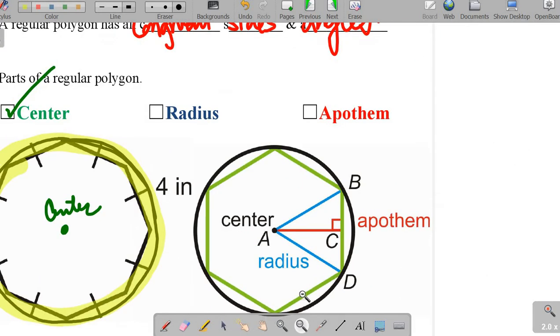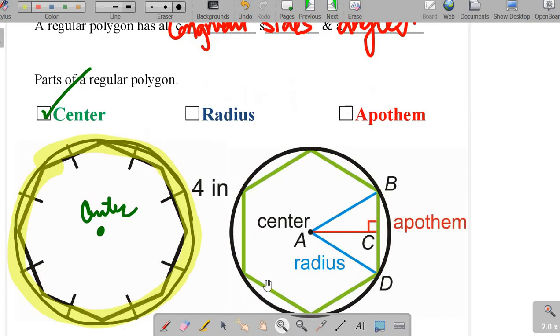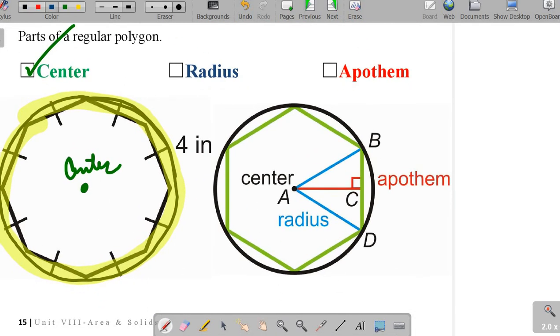So in a regular polygon, from the center to the corner, which would be also to the edge of that circle, that's a radius. Center to corner is the radius. The apothem, also known as the apothem depending on which textbook you're looking at, goes from the center to the midpoint of a side at a right angle. Trace, center to midpoint. Radius goes from center to corner. Make sure you can distinguish between those two.